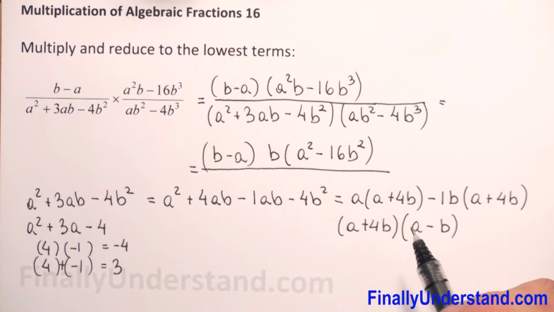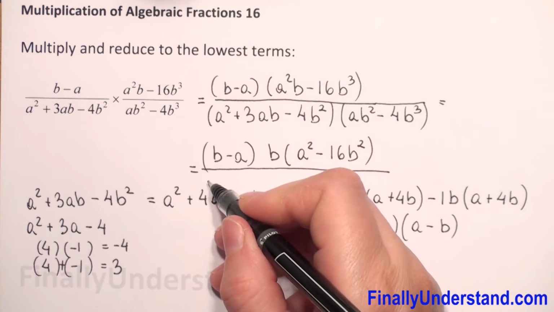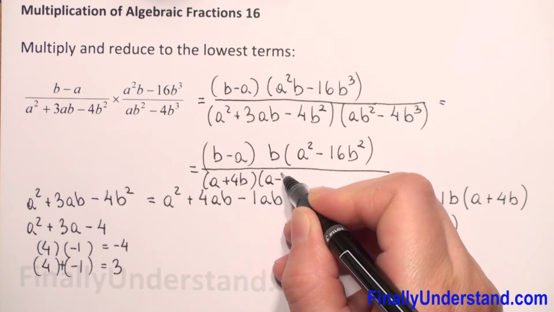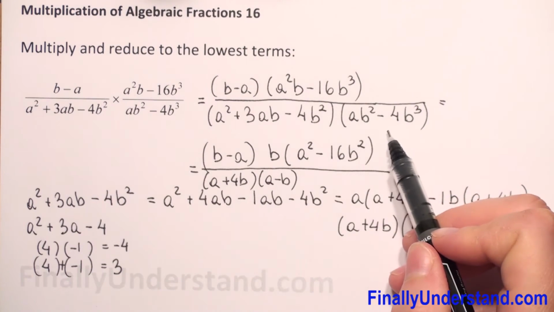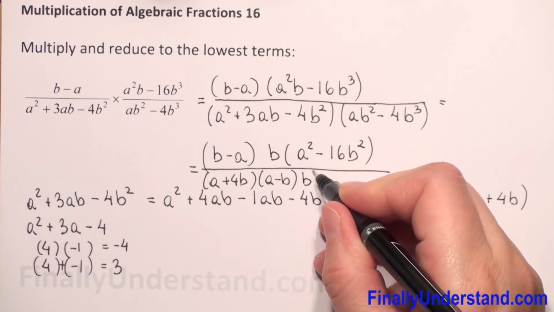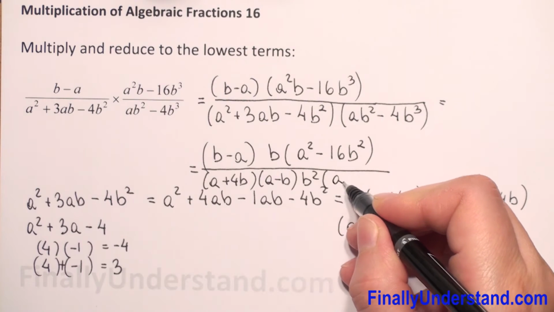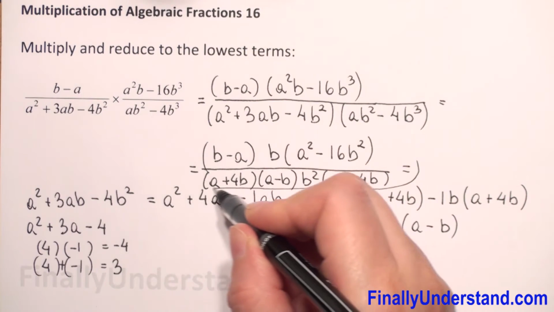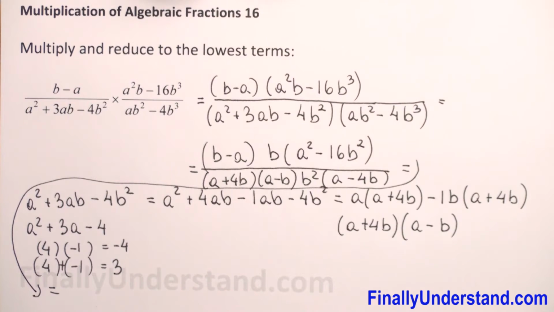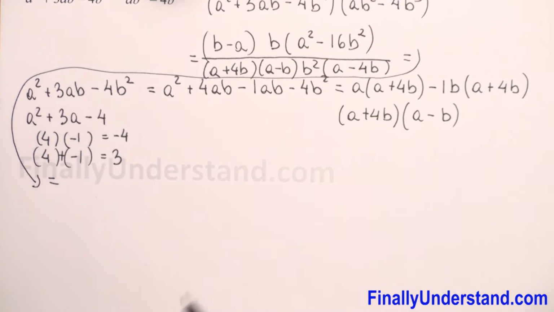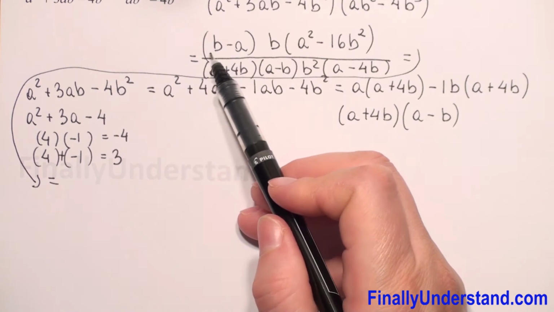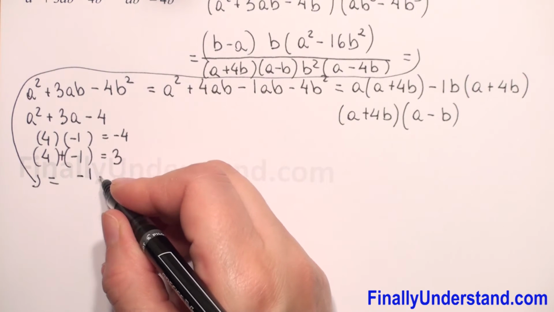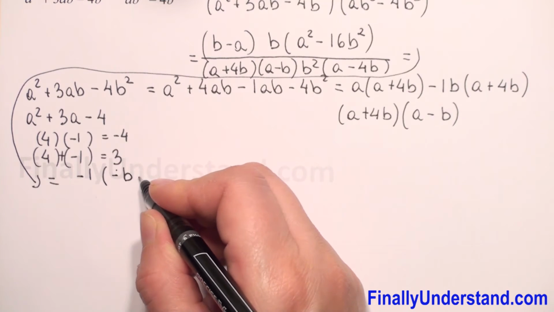So now we can rewrite our denominator: this is a plus 4b times a minus b, and from the last parenthesis we can factorize b squared. So in parentheses we will have a squared minus 16b squared. Because we have in the denominator a minus b, I will factorize negative 1 from the first parenthesis, and we'll have negative 1 before the parenthesis, negative b plus a.